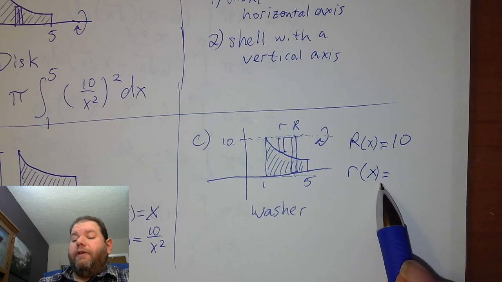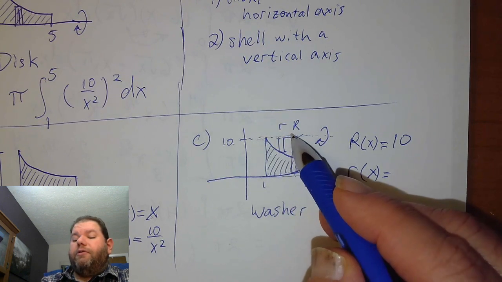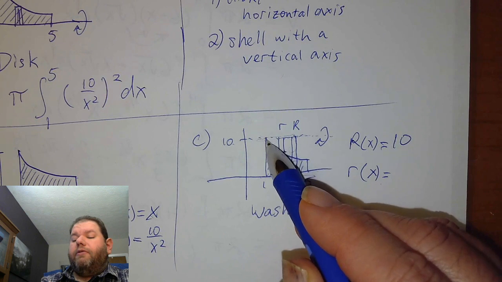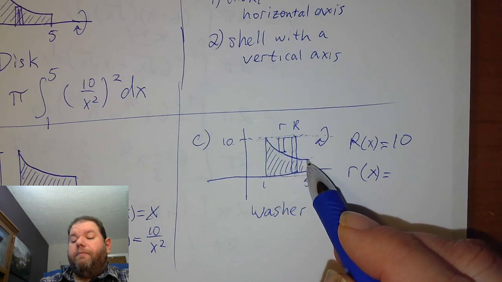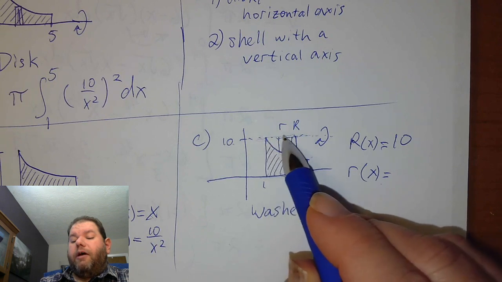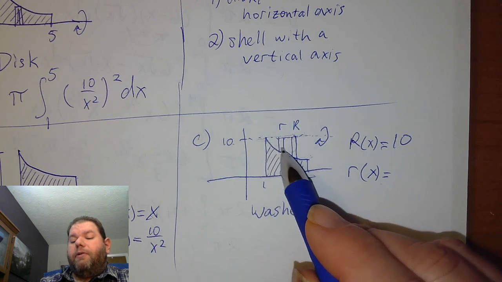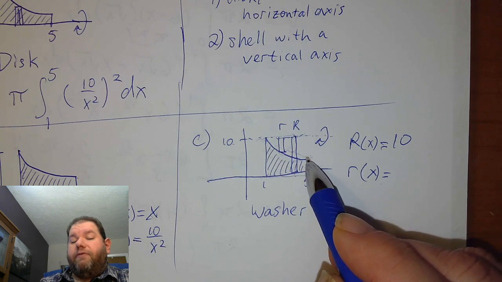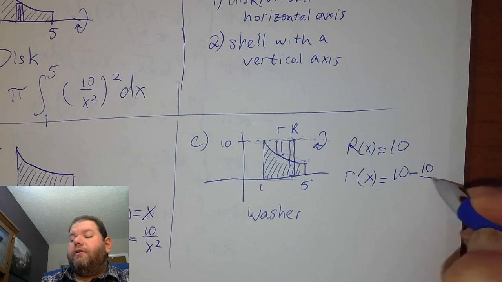Little r of x now is this distance from our axis of revolution to the nearest edge of the shaded region, which is the top curve. And we take the top minus the bottom. Top is 10, bottom is 10 over x squared, and we subtract.